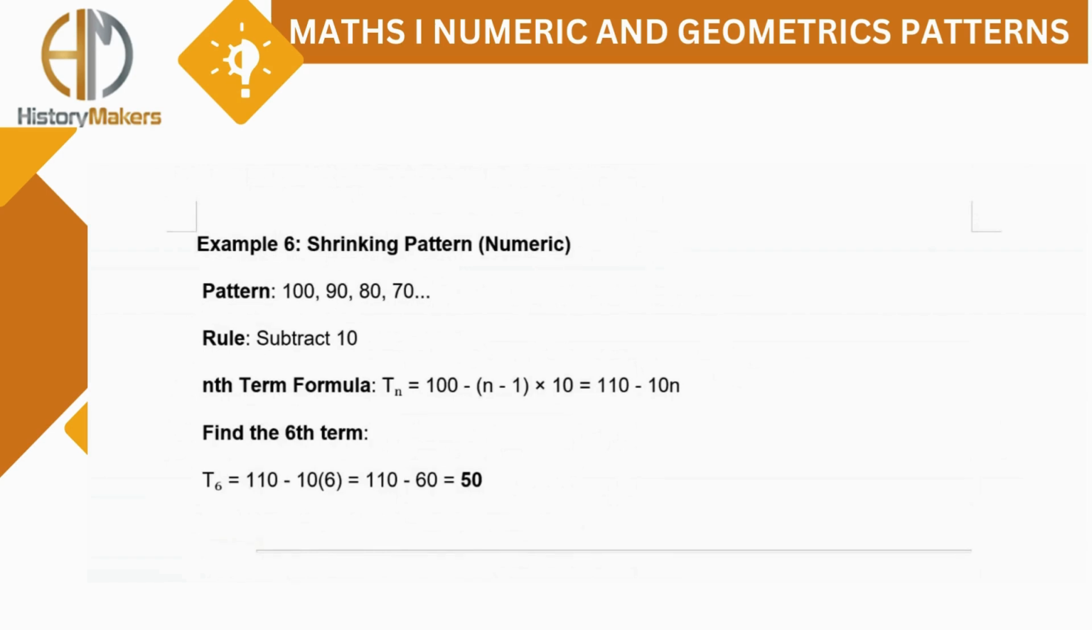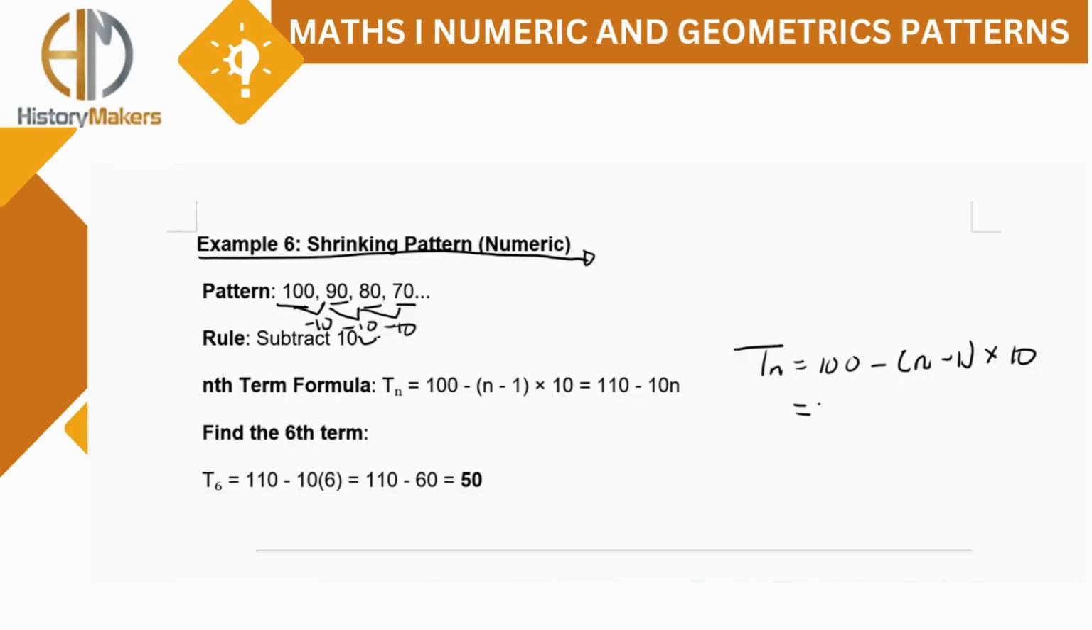Moving on to example number 6, which is the shrinking patterns. So we have our pattern being 100, 90, 80, 70. For us to get to the next term, we notice that they subtracted 10 each time. So we can now say that Tn is equal to 100 minus (n minus 1) multiplied by 10, which is our difference. And now we have 110 minus 10n, which will be our Tn.